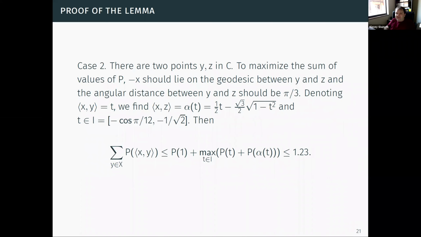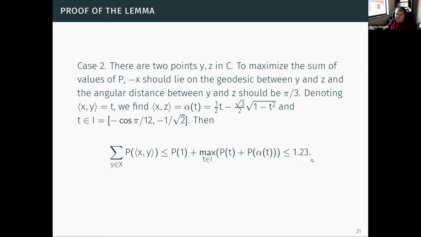What if we have 2 points? Well, let's try to maximize the sum. If you want to maximize, it appears that the best situation is when the distance is exactly pi/3, no greater than that, between these 2 points, and -x lies between them. So it's a 1 parametric family of configurations for these 2 points y and z. We can write the values explicitly. If one scalar product is t, then the other can be found explicitly. And then we can check the polynomial inequality that you get this way. You check it, and it's no greater than 1.23 as well.